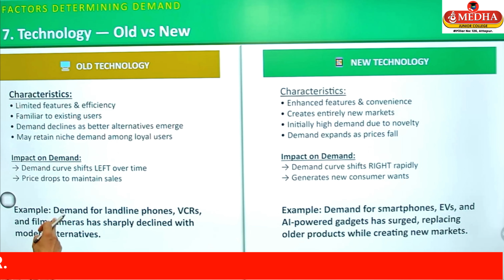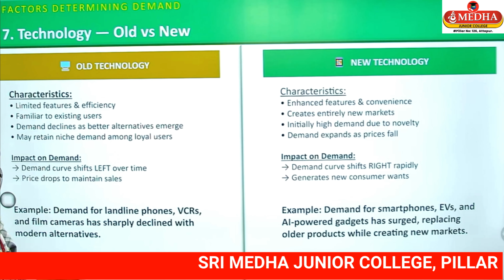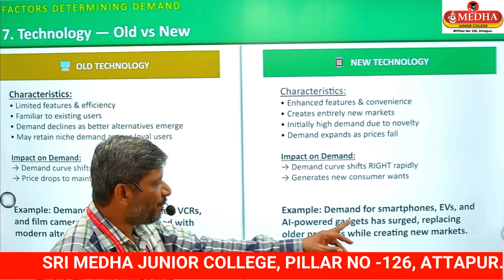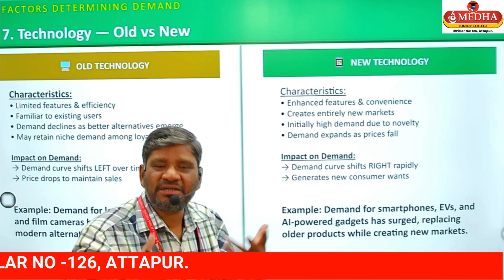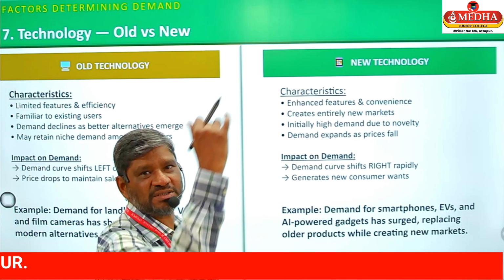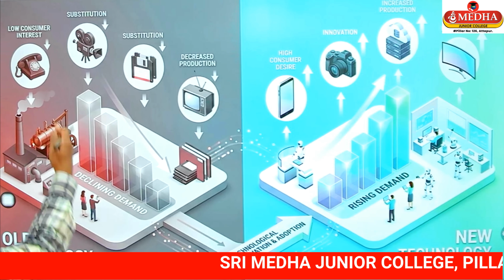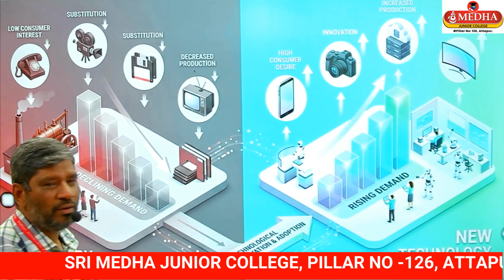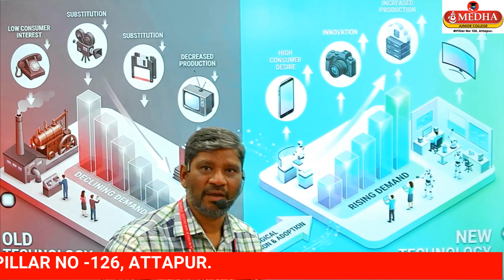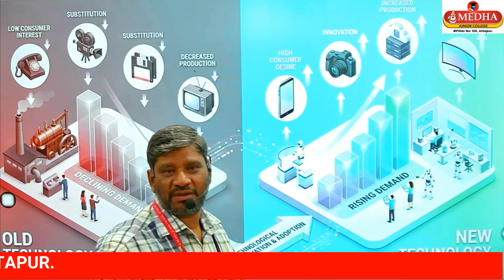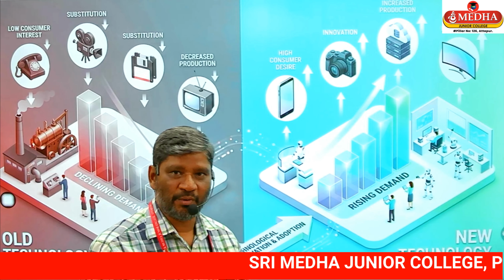Here you can see demand for landline phones, VCRs, these are all old systems, there is no demand for that. Whereas demand for smartphones, EVs, AI-powered gadgets, now it is a new trend. That is why demand is more for such types of products. Here you can see the old as well as the new technological innovations, which consumers are preferring more. I hope you have understood these factors very well, and we will come to the next concept again.